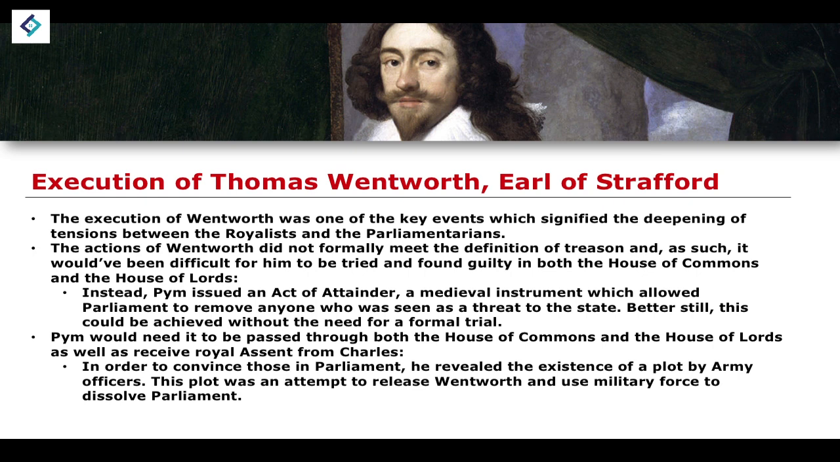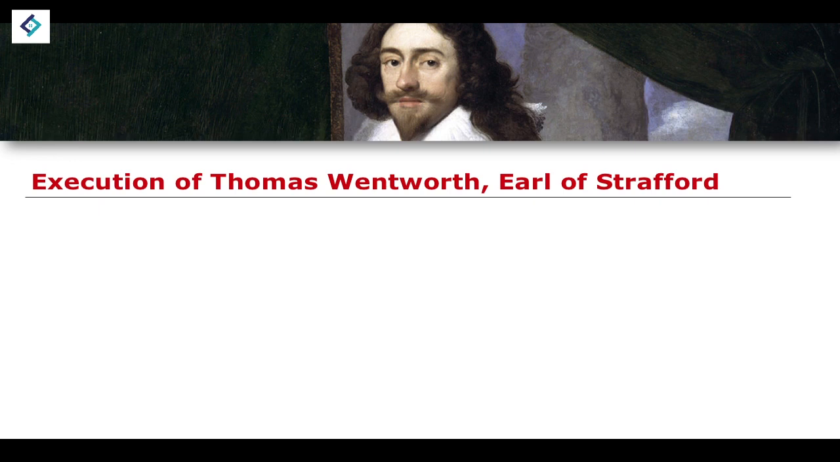Now, what Pym did to try and gain the approval of Parliament for the Act of Attainder was he revealed the existence of a military plot that was being planned by army officers. Now, what this plot essentially involved was an attempt to release Wentworth and to use military force to dissolve Parliament. Of course, this would represent a substantial attack on the parliamentary process, a substantial constitutional crisis, even for the time, and as a result of this, it shocked everybody in Parliament to the extent that they were more willing to sign on to and vote for this Act of Attainder.